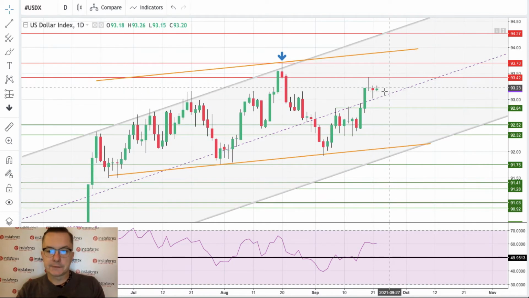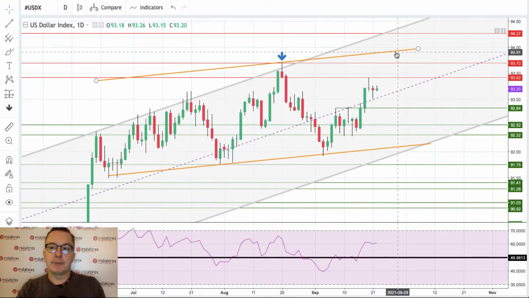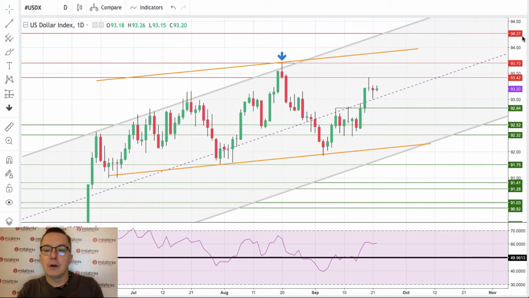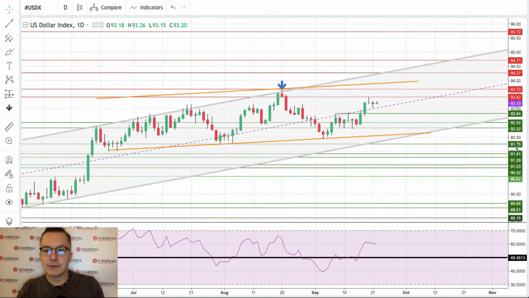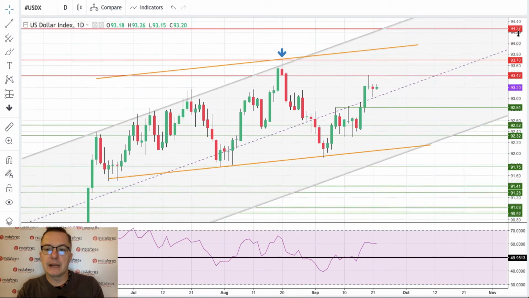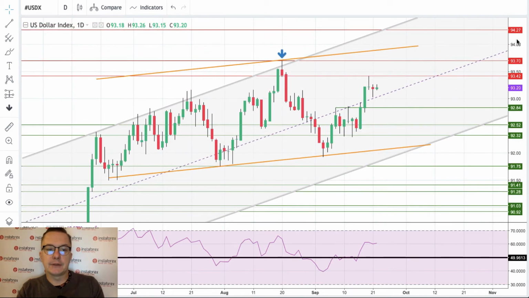So that's the consolidation zone. If there is a hike, breakout through 93.42 easily, 93.70 easily, breakout above the upper channel easily, breakout above 94.27 easily with no problem. We will hit 94.71 or even 95.72. A big candle will be present on the US dollar index.